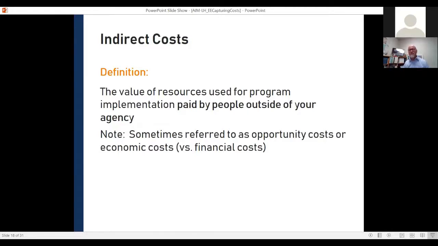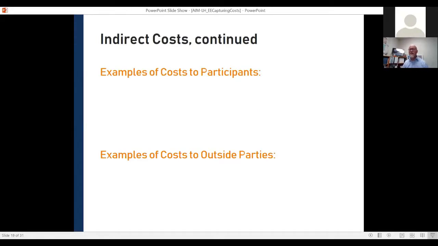Our definition in terms of cost analysis is the value of resources used for program implementation paid by people outside of your agency. Another way that this shows up in the literature and conversations is that these are the opportunity costs or economic costs compared to the financial costs that we were talking about before, the direct costs. So let's think about some examples of these indirect costs.